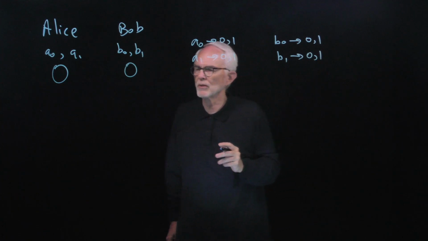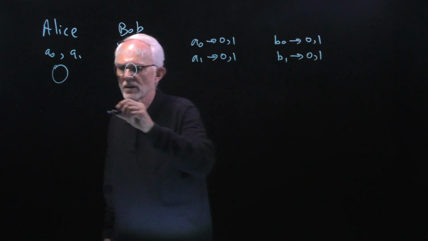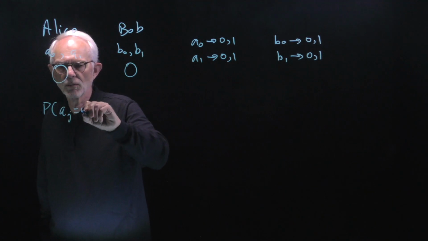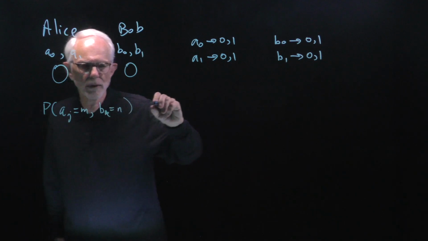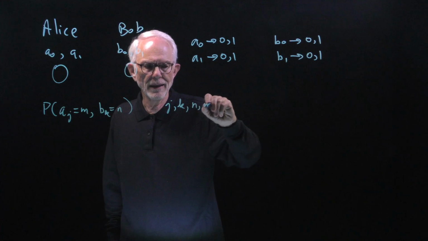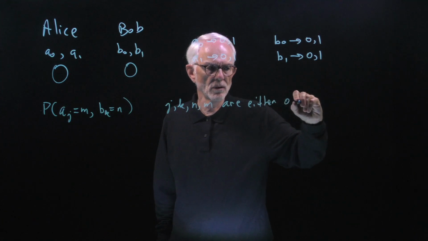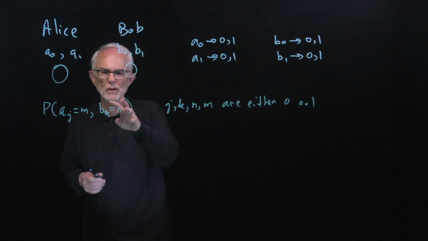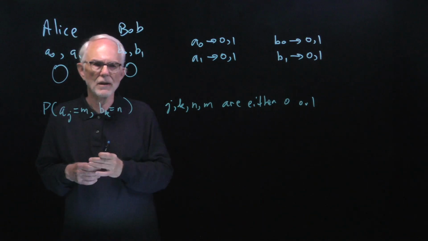Now, what Alice and Bob are going to be doing is measuring these things and calculating certain probabilities. The probabilities they're going to be calculating look like this. We're going to have the probability that AJ equals M and BK equals N, where J, K, M, and N are either 0 or 1. So each of those things can be either 0 or 1. These are the probabilities that Alice and Bob are going to get by doing these measurements many, many times.